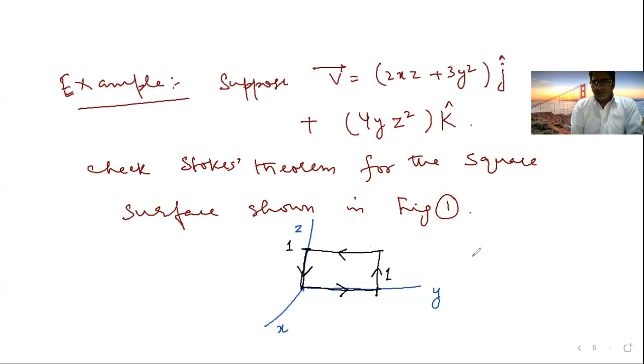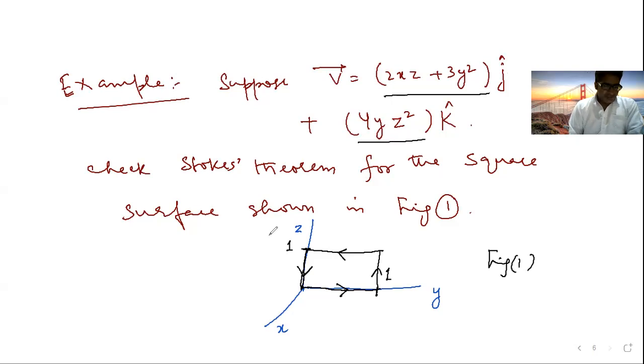This is my figure 1. Understand this question. It is saying suppose V is 2xz î plus 3y² ĵ plus 4yz² k̂. So we are given a vector field. This is the y component of the vector field and it is its z component. The question is saying check Stokes theorem for this square surface shown in figure 1.